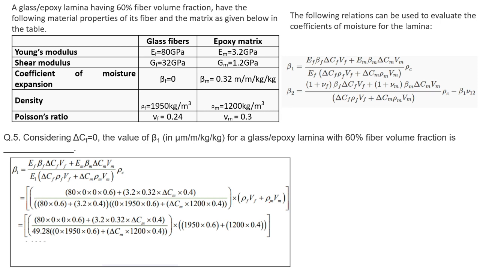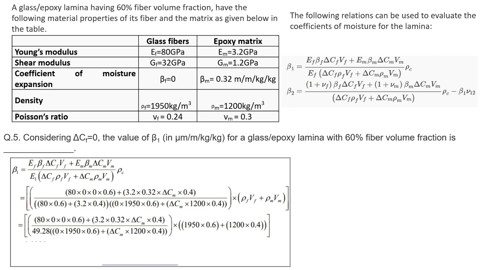Next question is, a glass epoxy lamina having 60% fiber volume fraction has the following material properties of its fiber and the matrix as given below in the table. So the Young's modulus, shear modulus, coefficient of moisture expansion, density, and Poisson ratio values are given for both glass fiber and the epoxy matrix that will be used for making the composite.